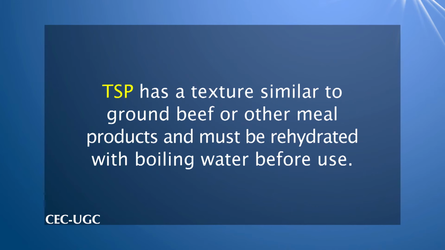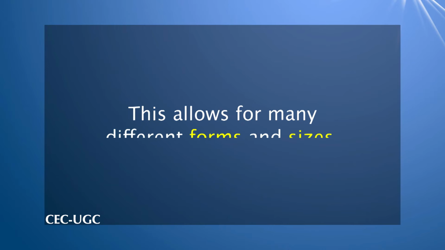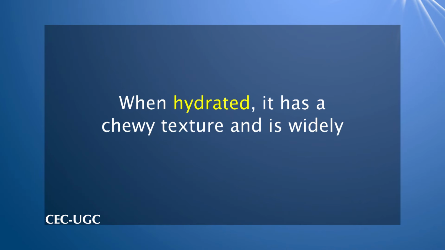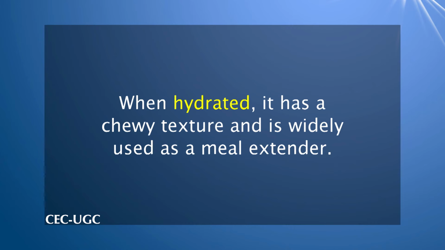Textured soy flour is made by running defatted soy flour through an extrusion cooker. This allows for many different forms and sizes. It contains 50% protein as well as the dietary fiber and soluble carbohydrates from the soybean. When hydrated, it has a chewy texture and is widely used as a meat extender. Textured soy flour is sold dried in granular and chunk form and is bland in flavor.